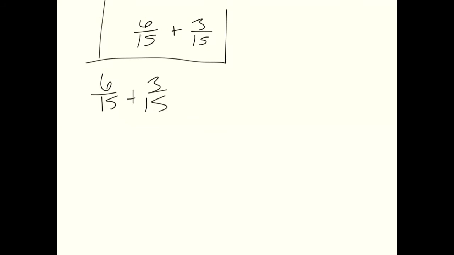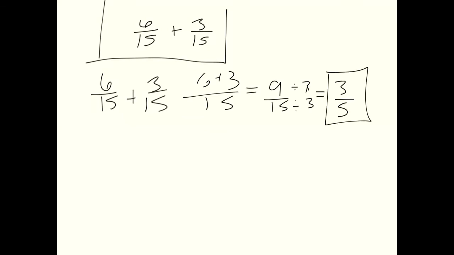When adding fractions, the first step is important to put the fractions over a common denominator. 6 plus 3 over 15. So 6 plus 3 is 9. So you get 9 over 15. But you need to simplify. So divide by 3 on both sides. So you would get 3/5 as your final answer.